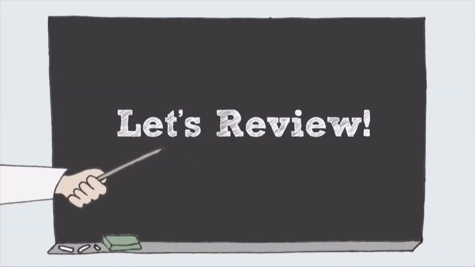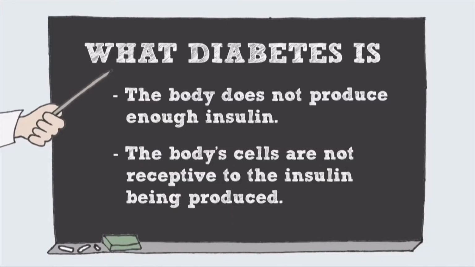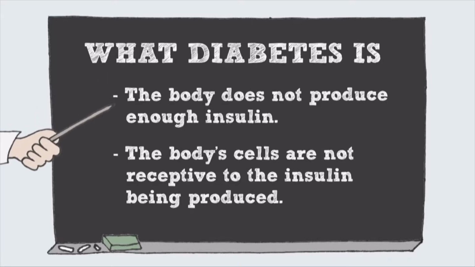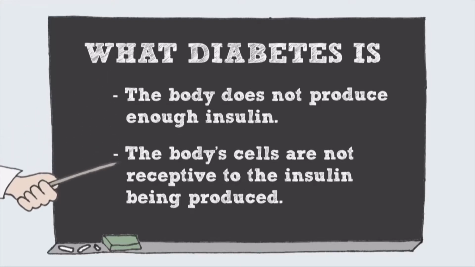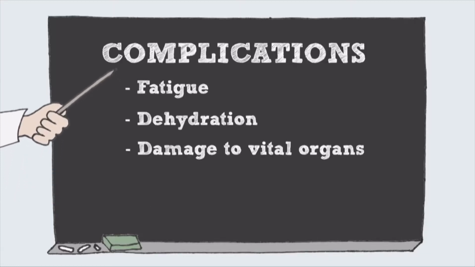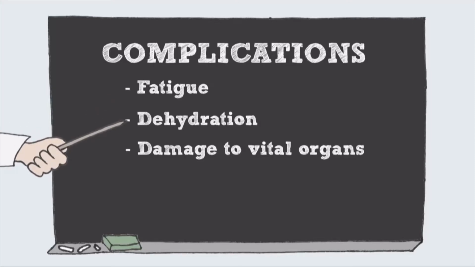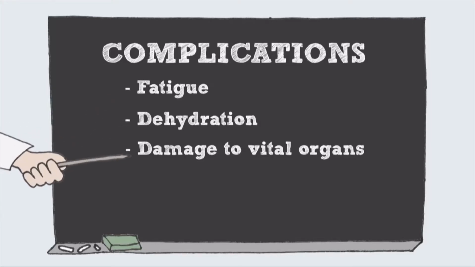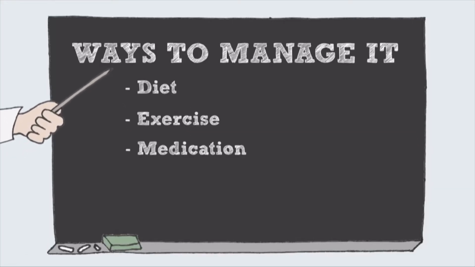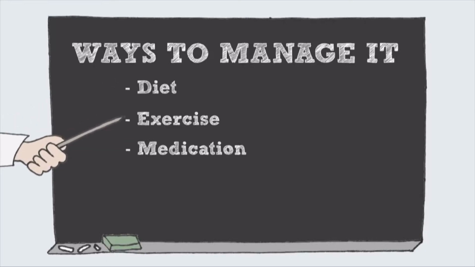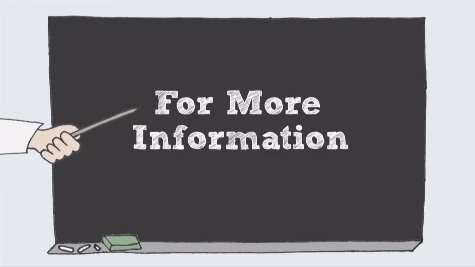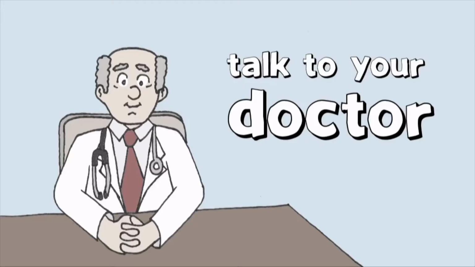Okay, let's review. We've talked about what diabetes is, a condition where either the body does not produce enough insulin, or the body's cells are not receptive to the insulin being produced. We've seen what complications can arise from it, such as fatigue, dehydration, and damage to vital organs. Finally, we've discussed ways to manage it through diet, exercise, and medication. For more information about your specific health diagnosis and treatment plan, please talk to your doctor.